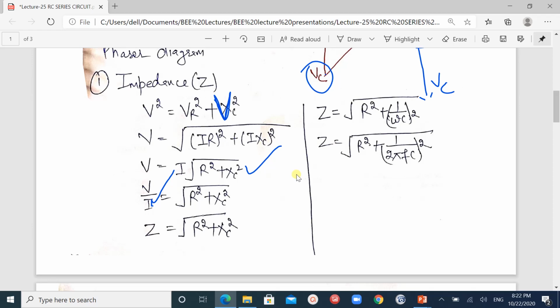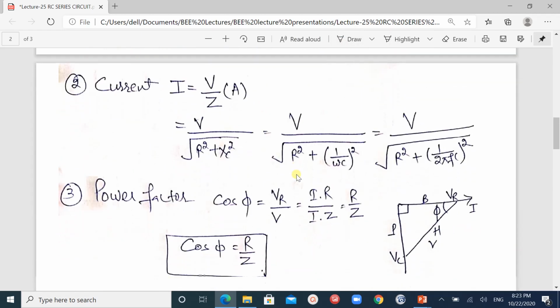So Z is expressed with three equations. First, Z is equal to under root R square plus XC square. Second, Z is equal to under root R square plus 1 upon omega C whole square. And third, Z is equal to under root R square plus 1 upon 2 pi FC whole square. So this is how we find out the impedance.